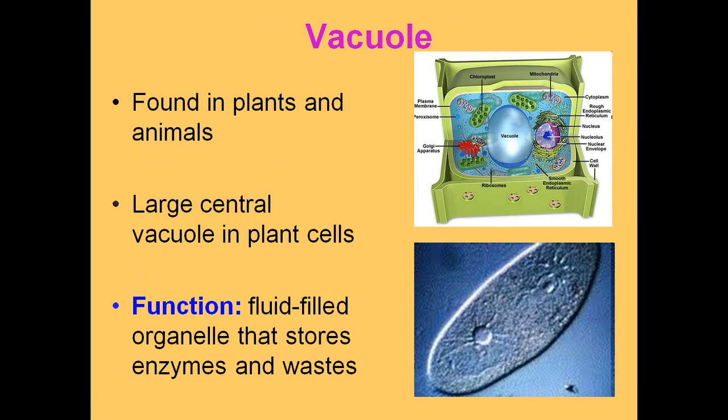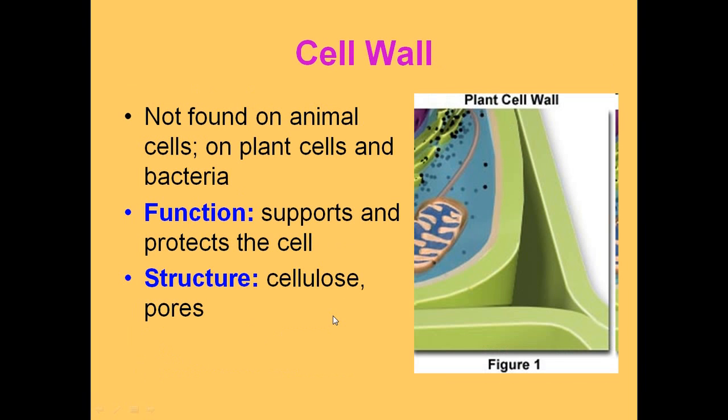Next we have vacuoles. Vacuoles I like to think of as vacuums, and vacuums suck in and store things. These vacuoles are found in plants and animals both, and their job is to simply store things, maybe things like wastes, enzymes, food, water. So think of it as a little storage container where plants and animals can both store things. On the top there you have a plant cell, big old central vacuole in the middle. The bottom there, you can see right here, we have a little paramecium with a little water vacuole.